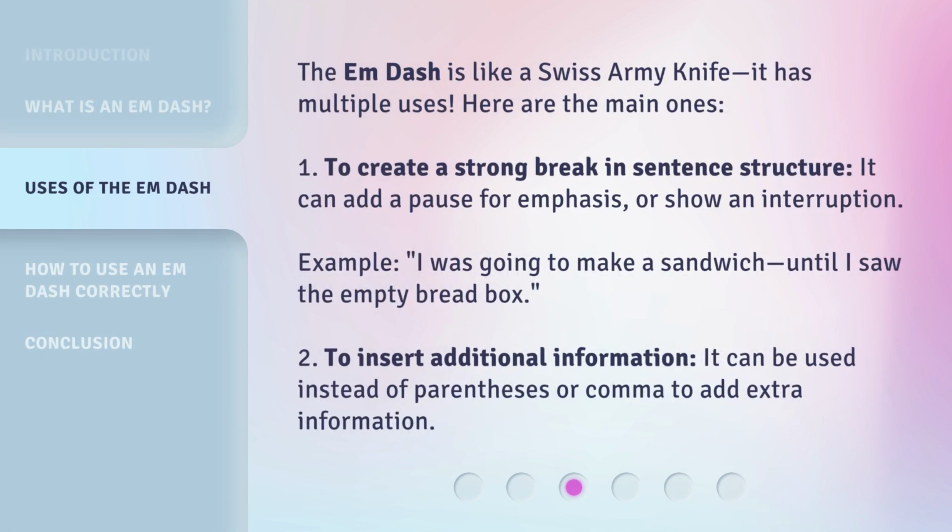The M dash is like a Swiss Army knife. It has multiple uses. Here are the main ones. 1. To create a strong break in sentence structure. It can add a pause for emphasis, or show an interruption. Example: I was going to make a sandwich—until I saw the empty bread box.